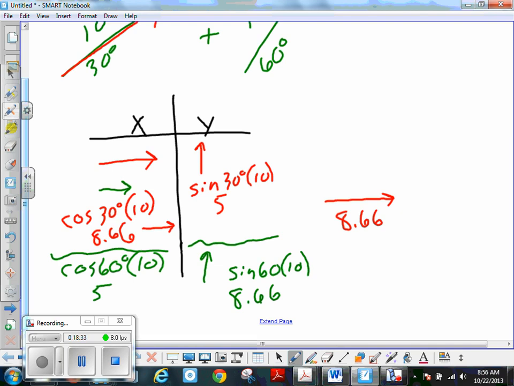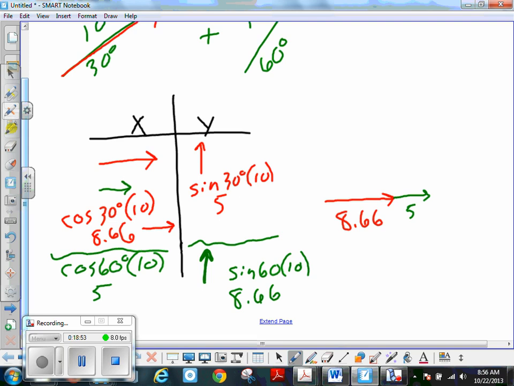Okay, so now I have all my individual pieces, and I have labeled them in their direction, which is very important, because if I don't do that, I won't know if I should add them or subtract them. But in this case, they're all added. So the green piece in the x direction would be 5 here.